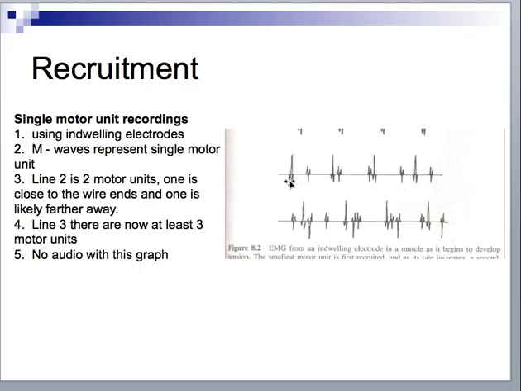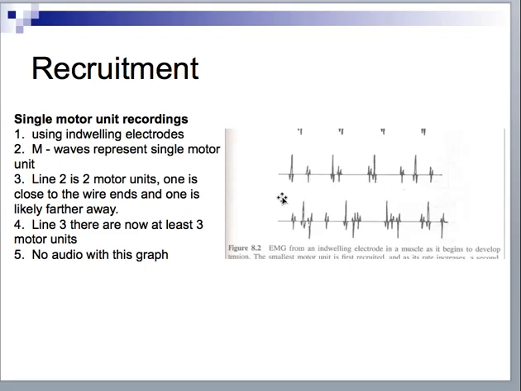And we can see here's another motor unit. Here's one motor unit. It's fairly close to the recording device, so it has a big amplitude. This motor unit's kind of far away, so it has a smaller amplitude. So actually we have two motor units here, 1, 2, and we're just getting these two motor units.